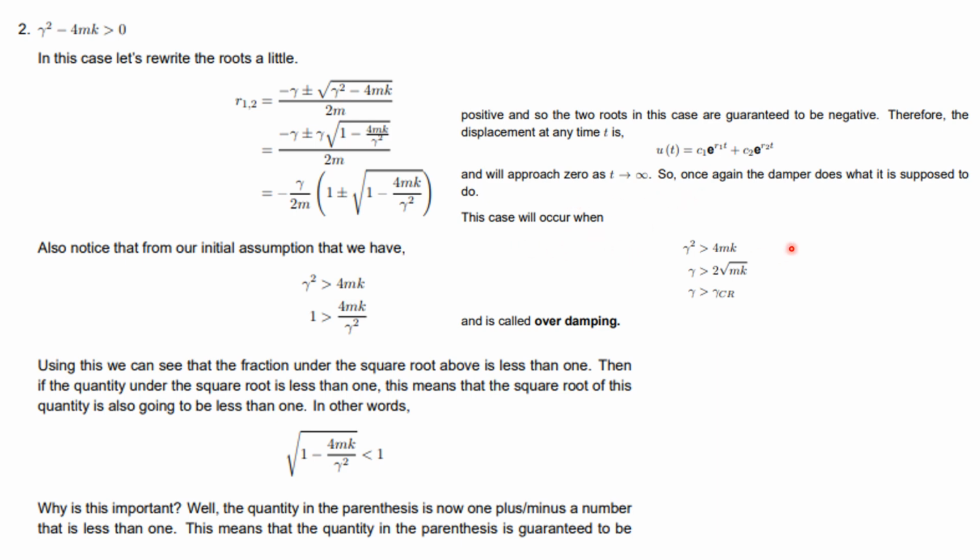So this case will occur whenever these values happen. And gamma squared was bigger than 4mk, so gamma is bigger than 2 times the square root of mk, and that is what the critical damping value was. So gamma is here, and it's called overdamping.